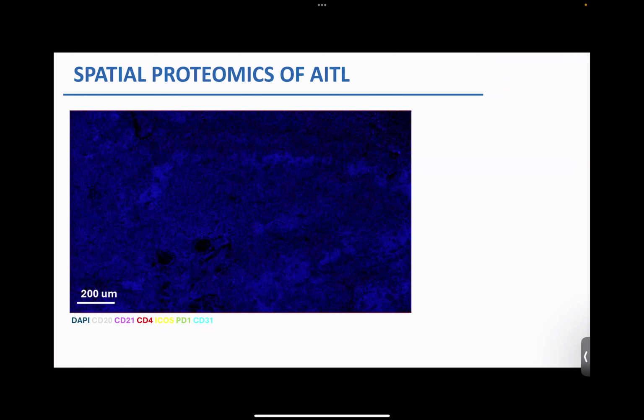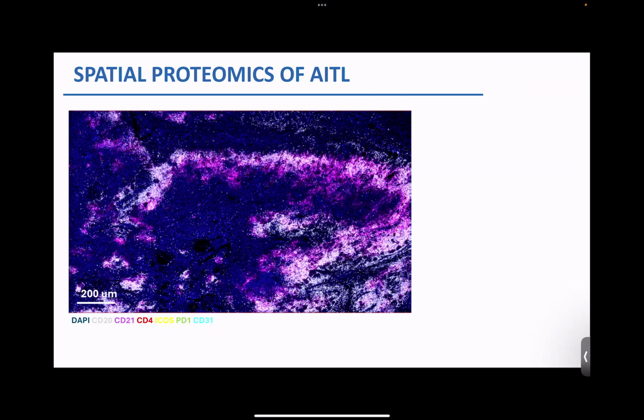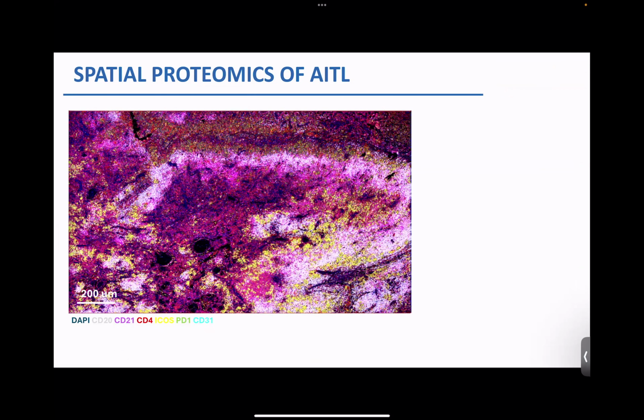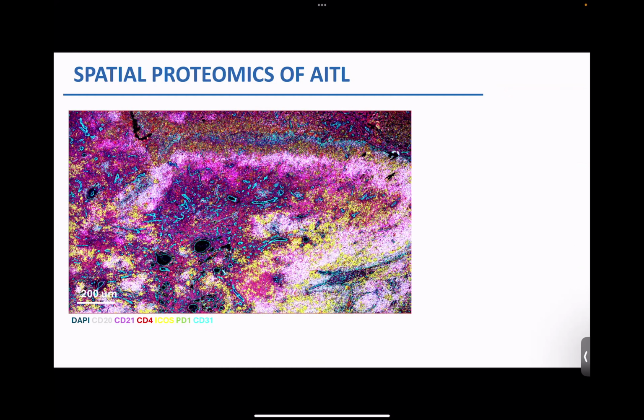And so we were able to see DAPI, which is a nuclear stain, and CD20, which was also a B cell marker. CD21 is also seen next, and CD4. We can see that most of the markers for AITL, such as ICOS, PD1, were able to be seen on these markers. And so we can also see that there were tumor cells that were growing on these blood vessels, which were an indicator of one of the characteristics of AITL.